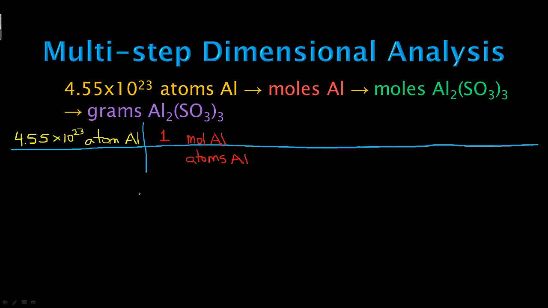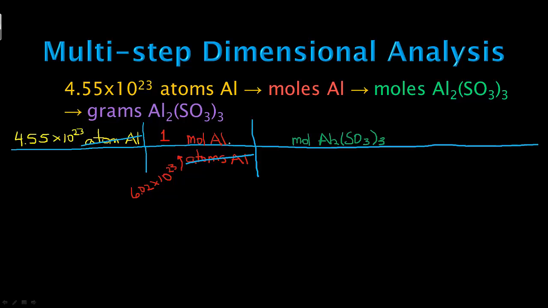And I'm afraid I didn't write enough room. So 6.02 times 10 to the 23rd goes right there. Okay, we have an atoms of aluminum on top divided by an atoms of aluminum on bottom, so they cancel each other out, and we are left with moles of aluminum. So we're at moles of aluminum, now we need to go to moles of aluminum sulfite. So I'm going to put moles of aluminum sulfite on top, because that's where I need to go. Wherever you need to go is the one that goes on top.